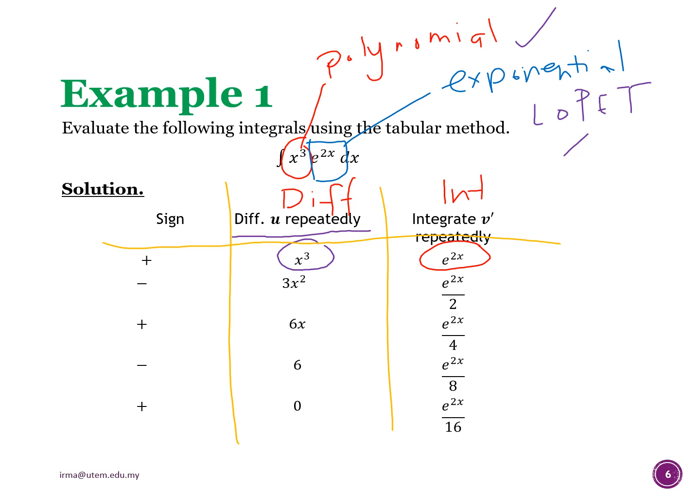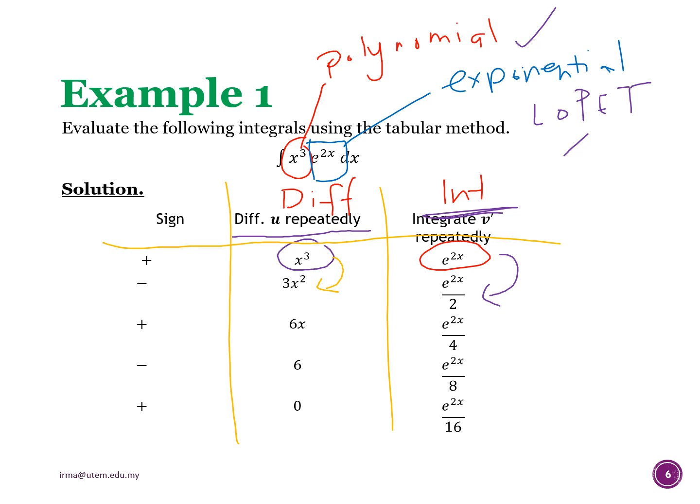So we start with the second column first, differentiate. So we have the function x cubed. What you need to do is differentiate, since this is the column for differentiate. So differentiate x cubed, and you will get 3x squared. Okay, so this is just a direct differentiation. Next, this column is to integrate. So integrate e to the x, and you will get e to the x over 2.